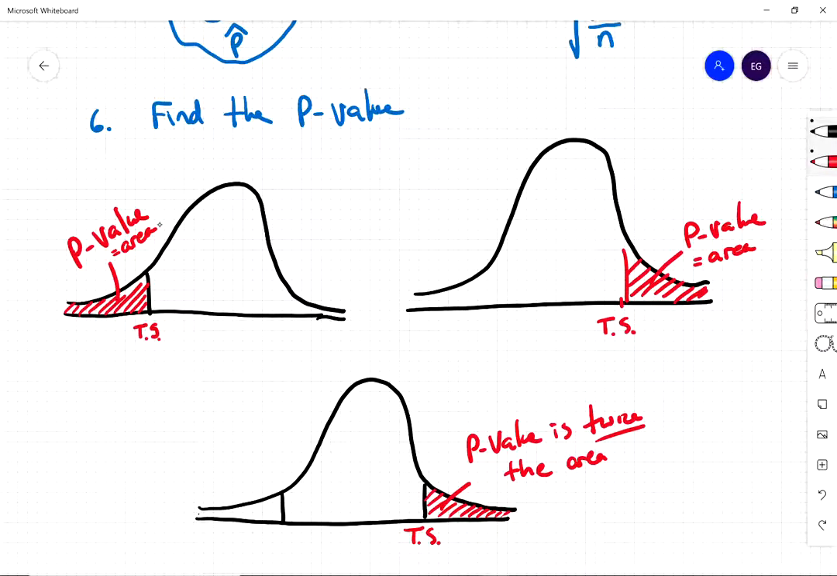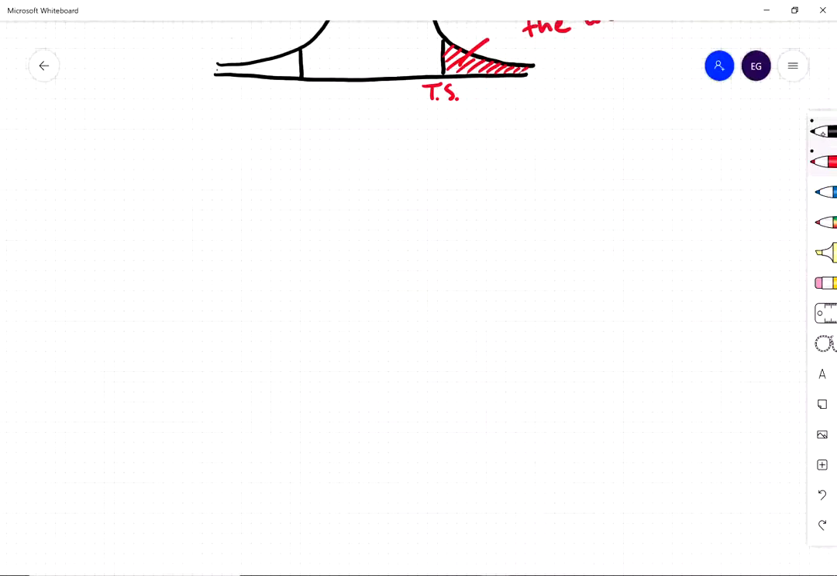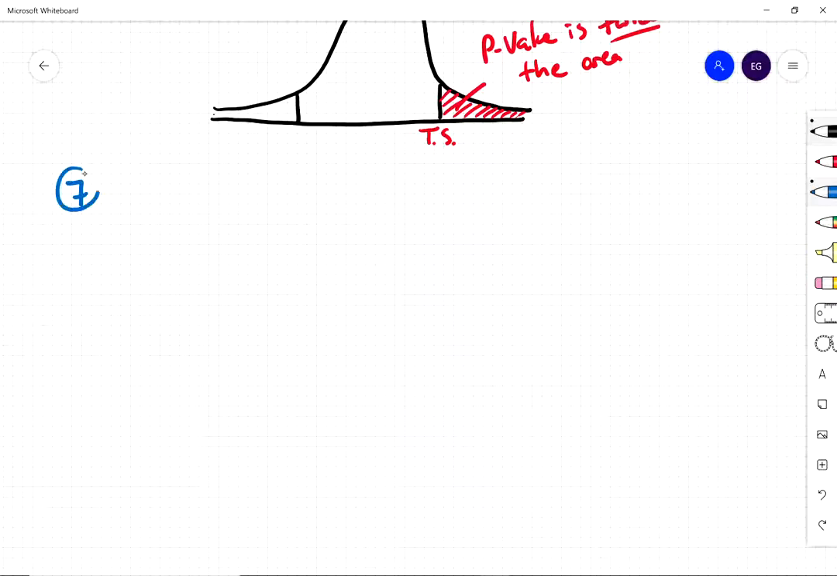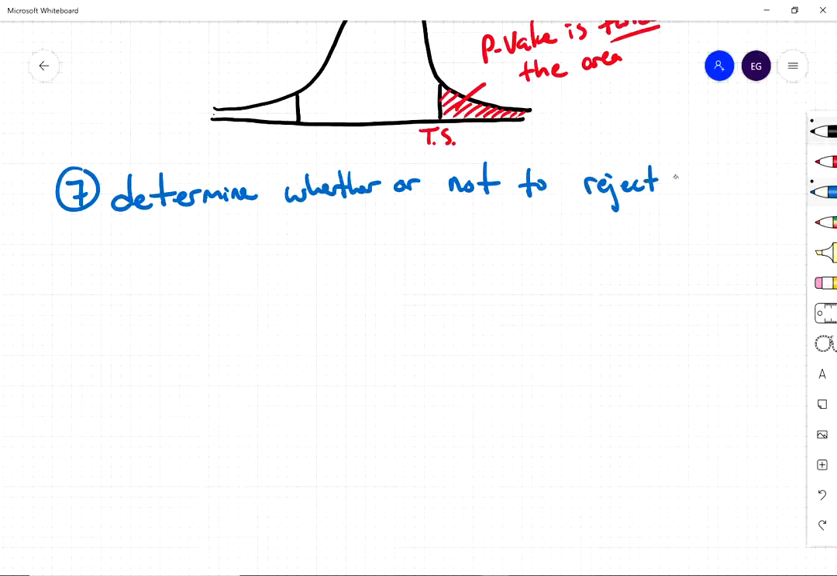Now, once you have the p-value, well, now you could perform two different methods. So the next step, I'll say step 7, is determine what to do with the null hypothesis. So determine whether or not to reject the null hypothesis. Okay? And we have two methods for doing this. Both methods always work. Both methods take the same amount of work. There's never a case where you have to use one or the other.